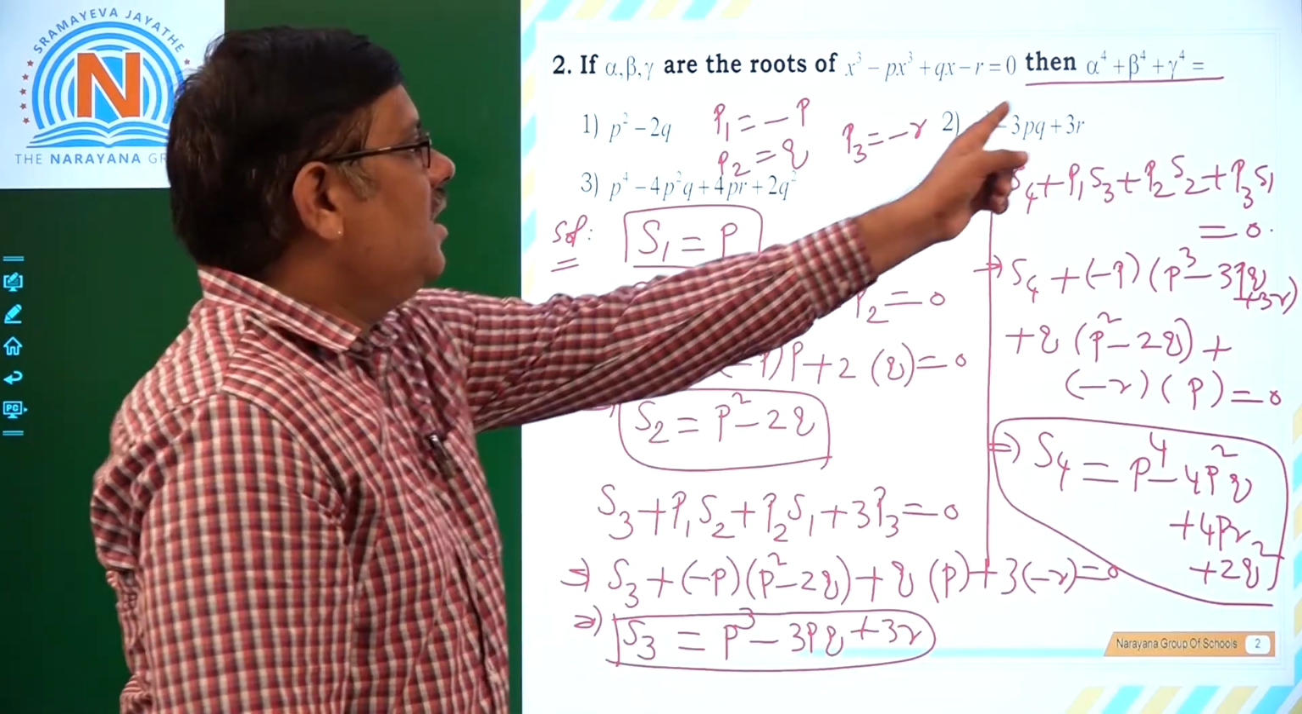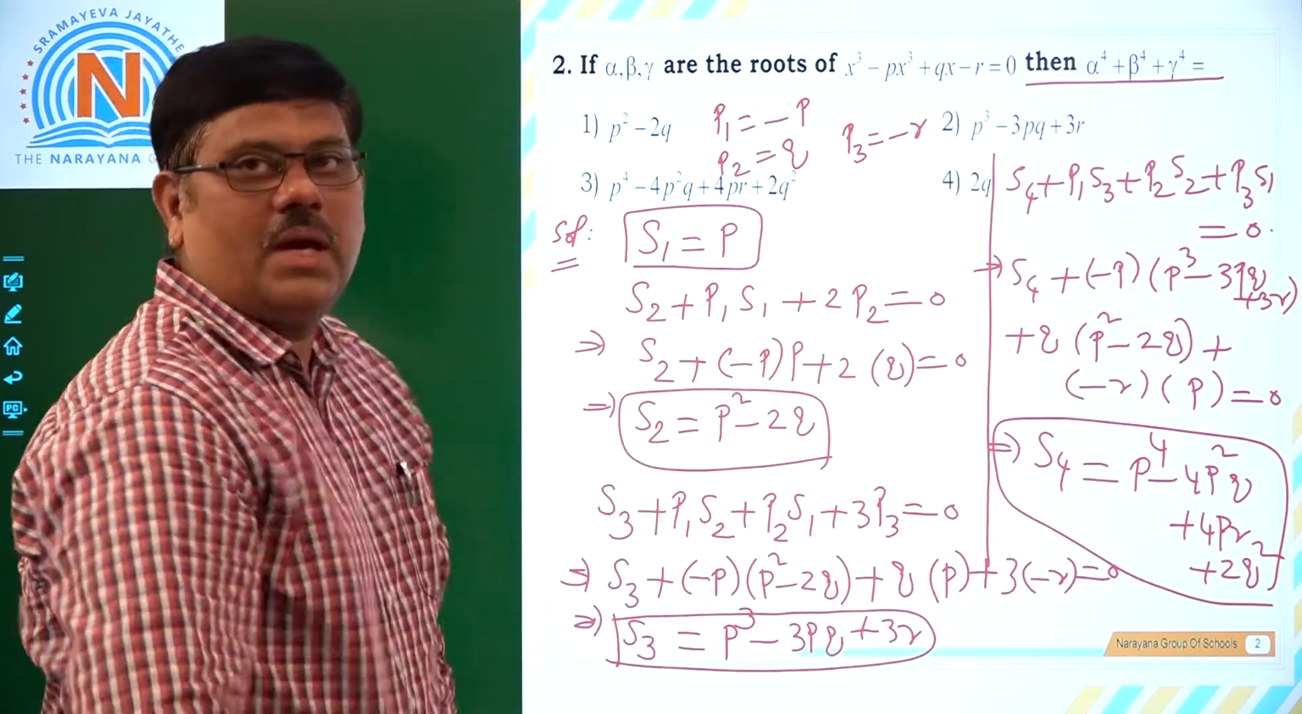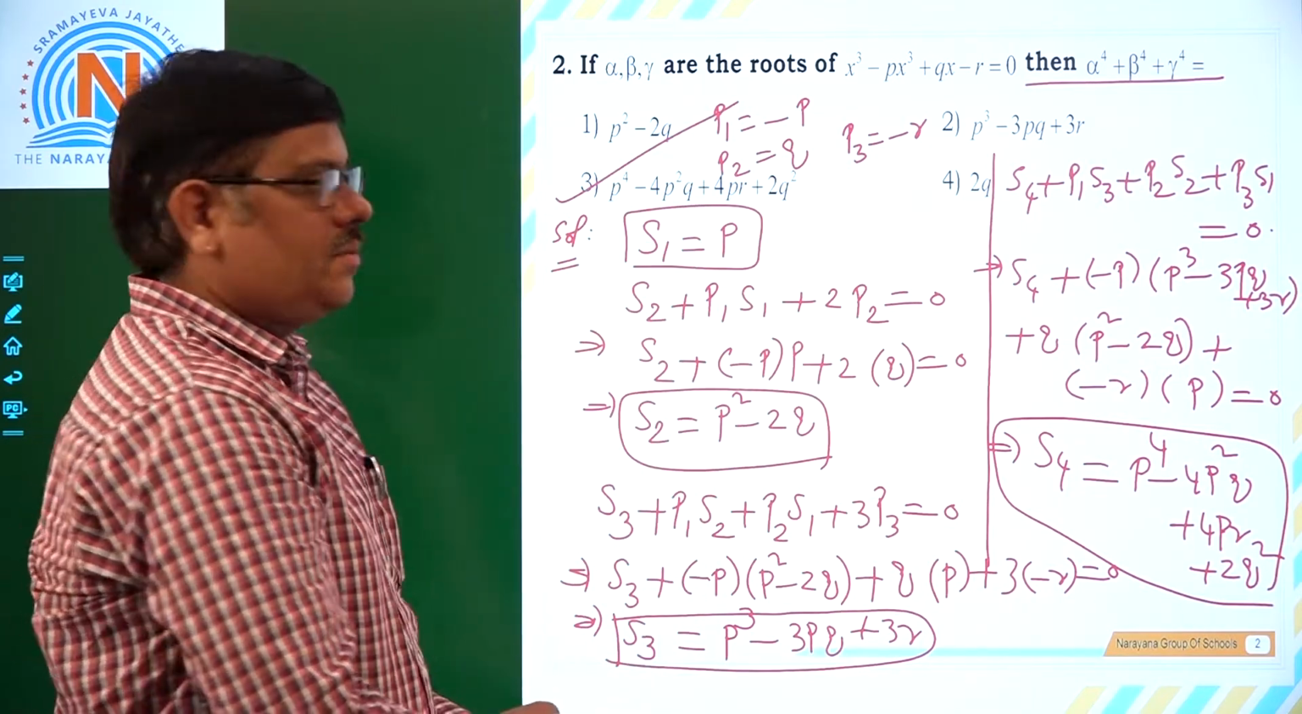S4 is nothing but alpha power 4 plus beta power 4 plus gamma power 4. So that is how we have to solve it. So which is the right option now? Third option is the right option.